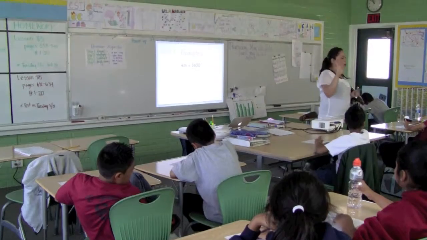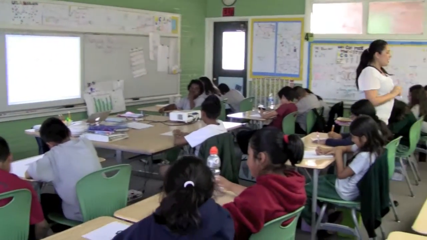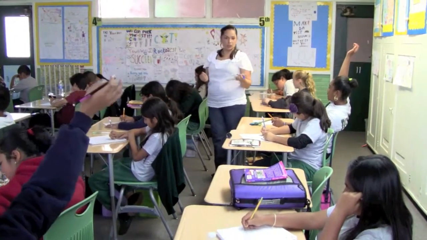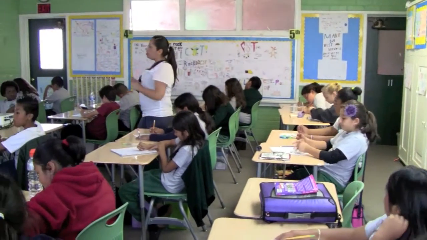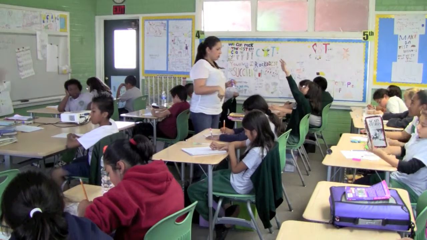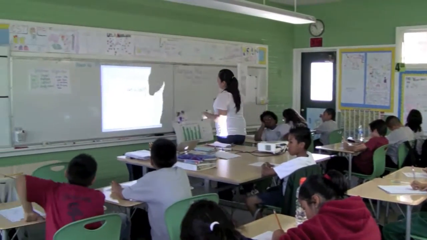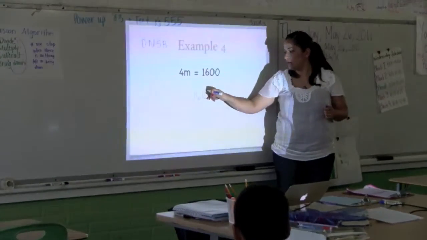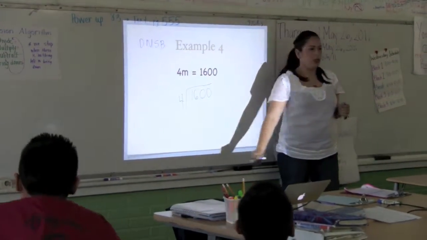Now this means that 4 times something is going to equal 1,600. What is our strategy to figure out what m equals? We're going to have to divide because we're going to do inverse operation. And what's the opposite of multiply? Dividing. Well, how am I going to divide this? Leonette, how am I going to divide this? 1,600 divided by 4. Okay?